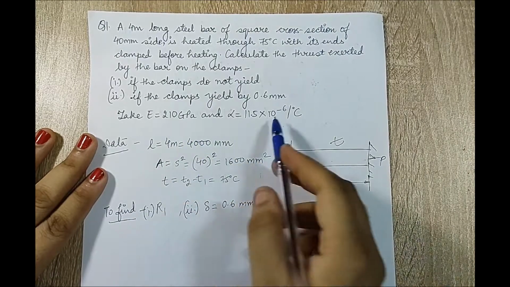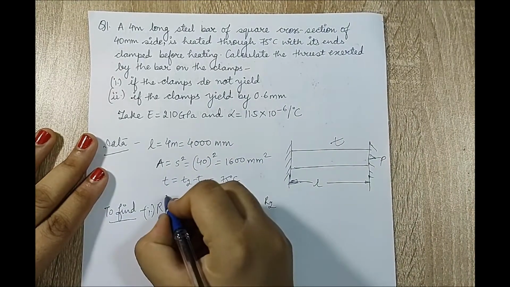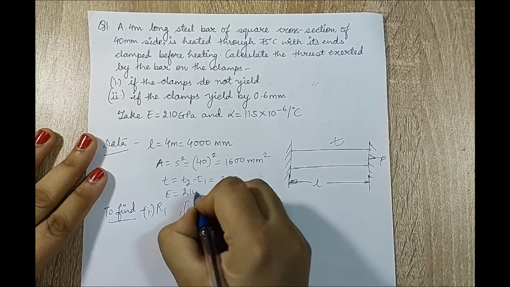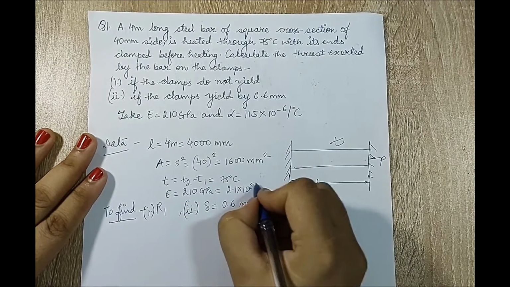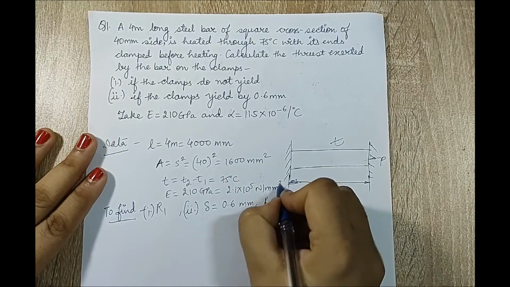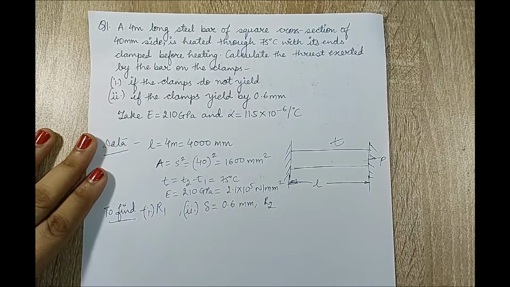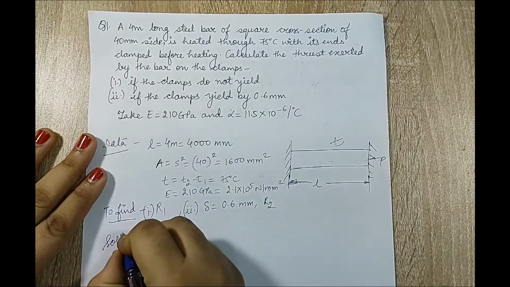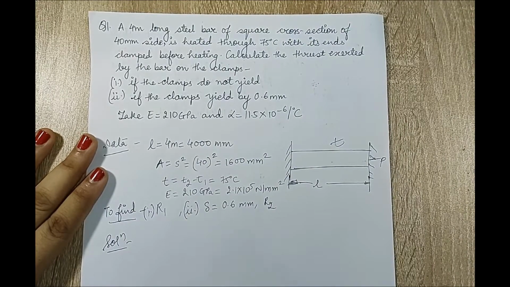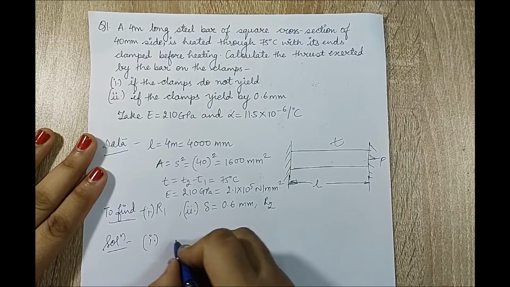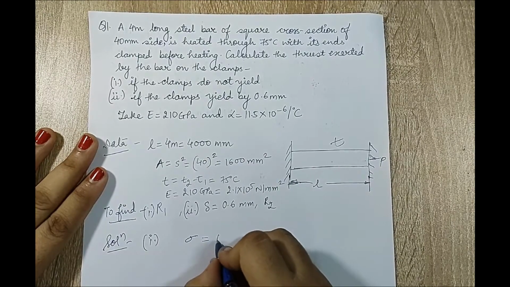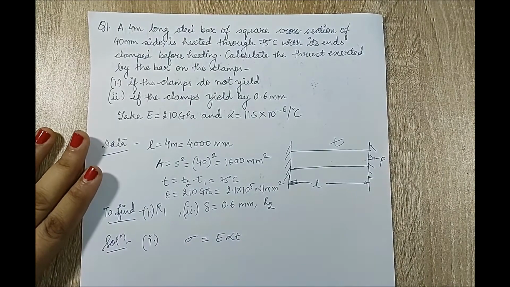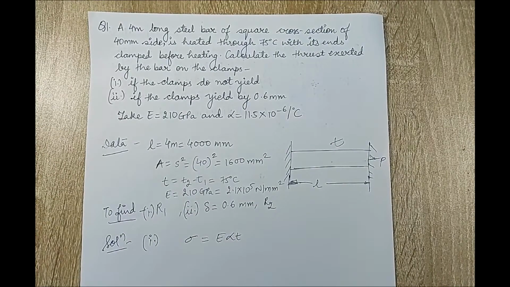The value of E is given and the value of alpha is given. E is given as 210 gigapascal, which is 2.1 into 10 raised to 5 Newton per mm square. I am not writing the value of alpha because it is same. So we'll start solving. For the first case, the clamps do not yield. If the clamps do not yield, the stress is having a formula E alpha T, if you recollect from the derivation of the previous session.